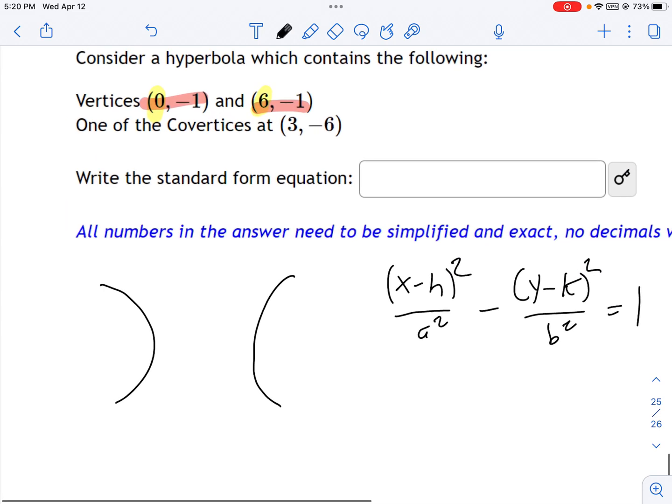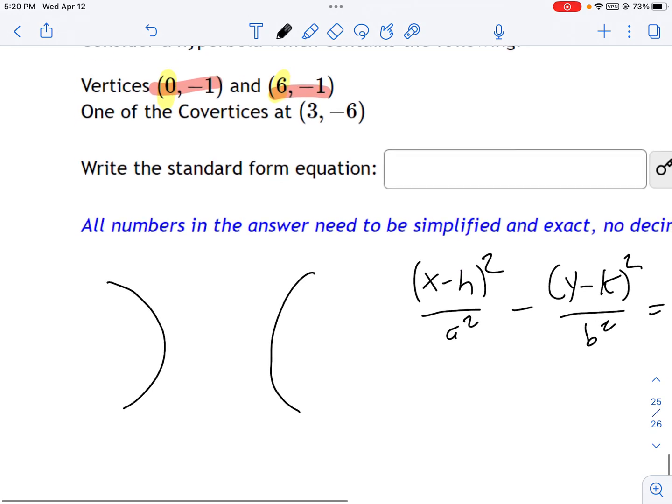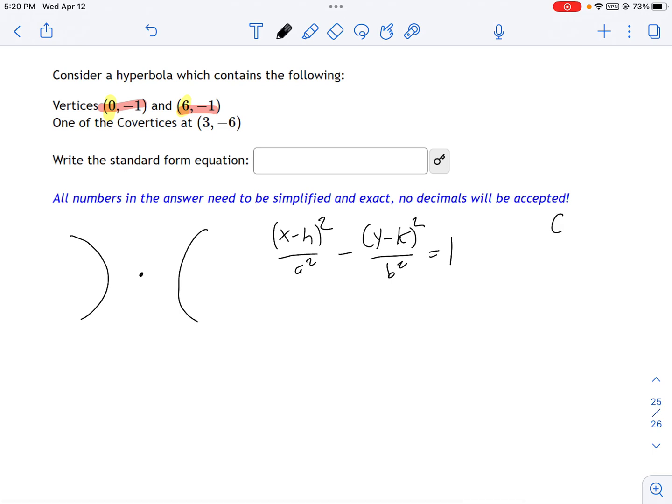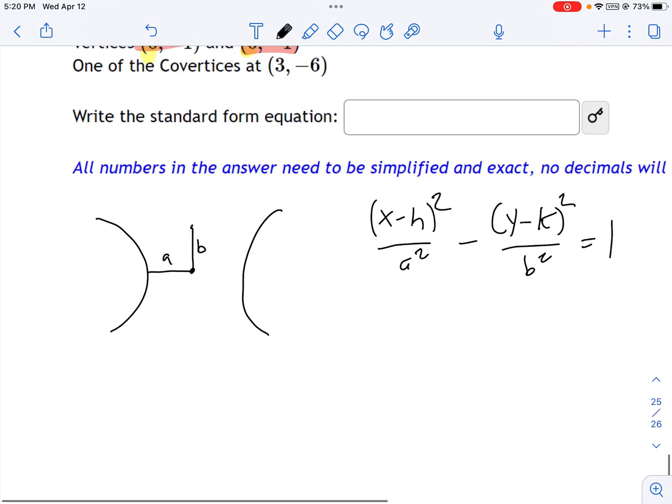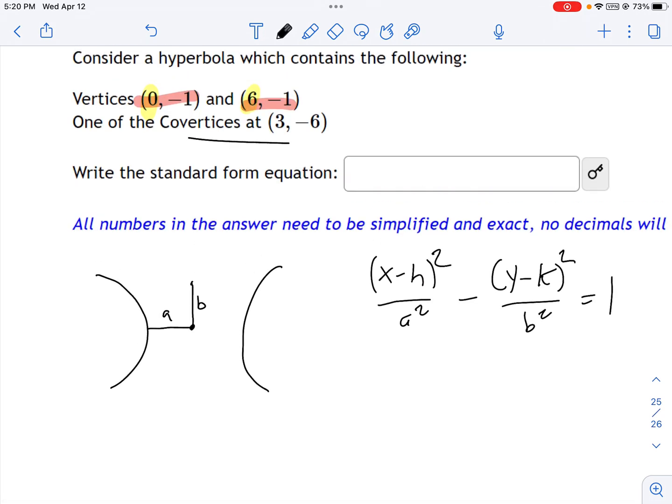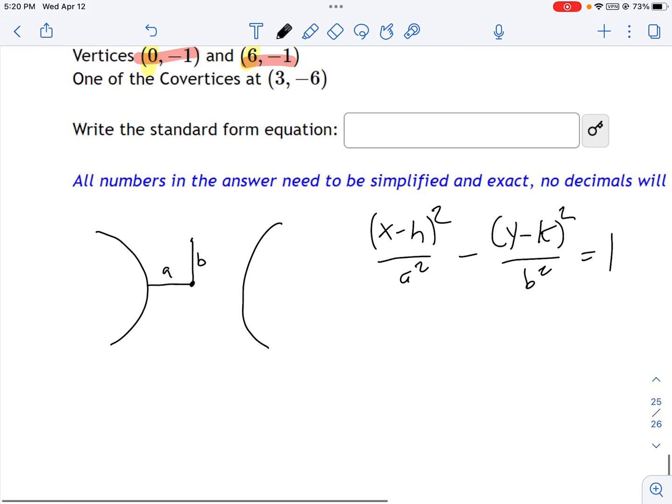So let's start finding some information here. First off, we have to find our center. In order to write any hyperbola equation, you have to know three things: your center, your a value, and your b value. Remember, the a value is the distance from your center to a vertex. The b value is the distance from the center to a covertex. We already know one of our covertices, so this is going to become really fast for us. So first off, center.